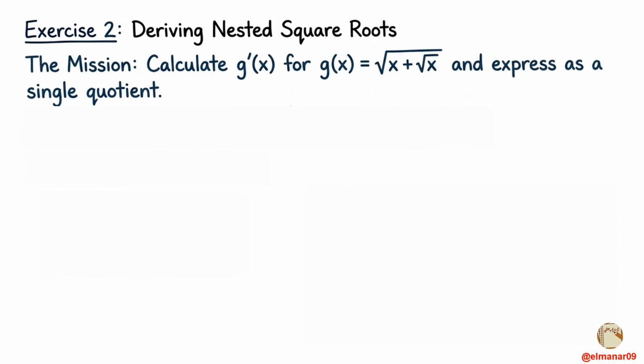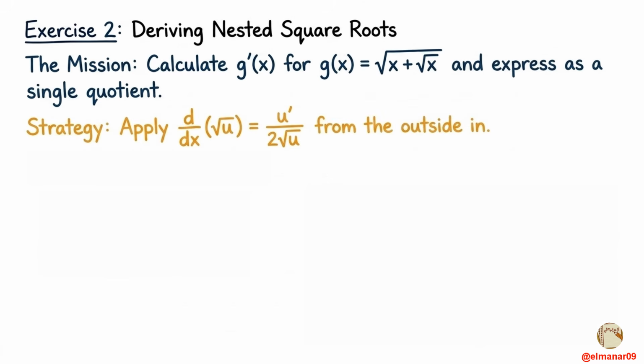In exercise 2, we tackle nested square roots. G of x equals the square root of x plus square root x. Our mission is to find the derivative and express it as a single quotient. The strategy here is to apply the radical rule. Square root of u equals u prime divided by 2 square root u from the outside in.